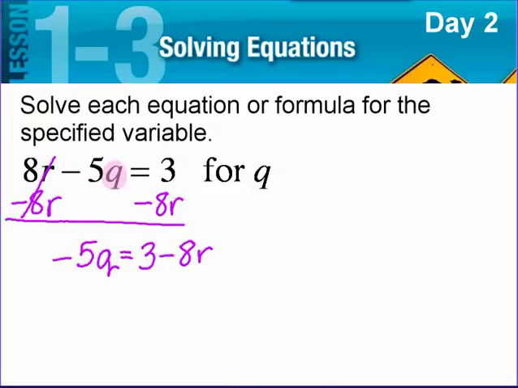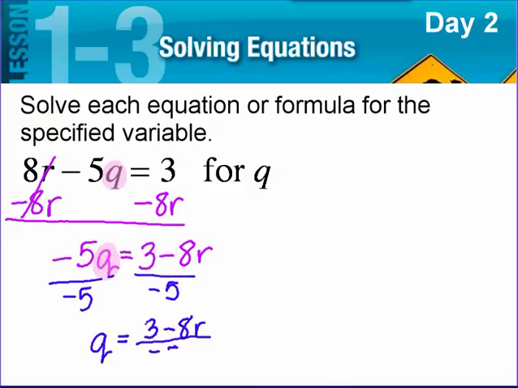Next step is to do what? Get the 8r by itself, or no? We need to solve it for q. So once again, let's remember what that means. That means I want to get this all by itself. So what am I going to do now? Divide by negative 5, because it's negative 5 times q. So I get q to equal 3 minus 8r all over negative 5.